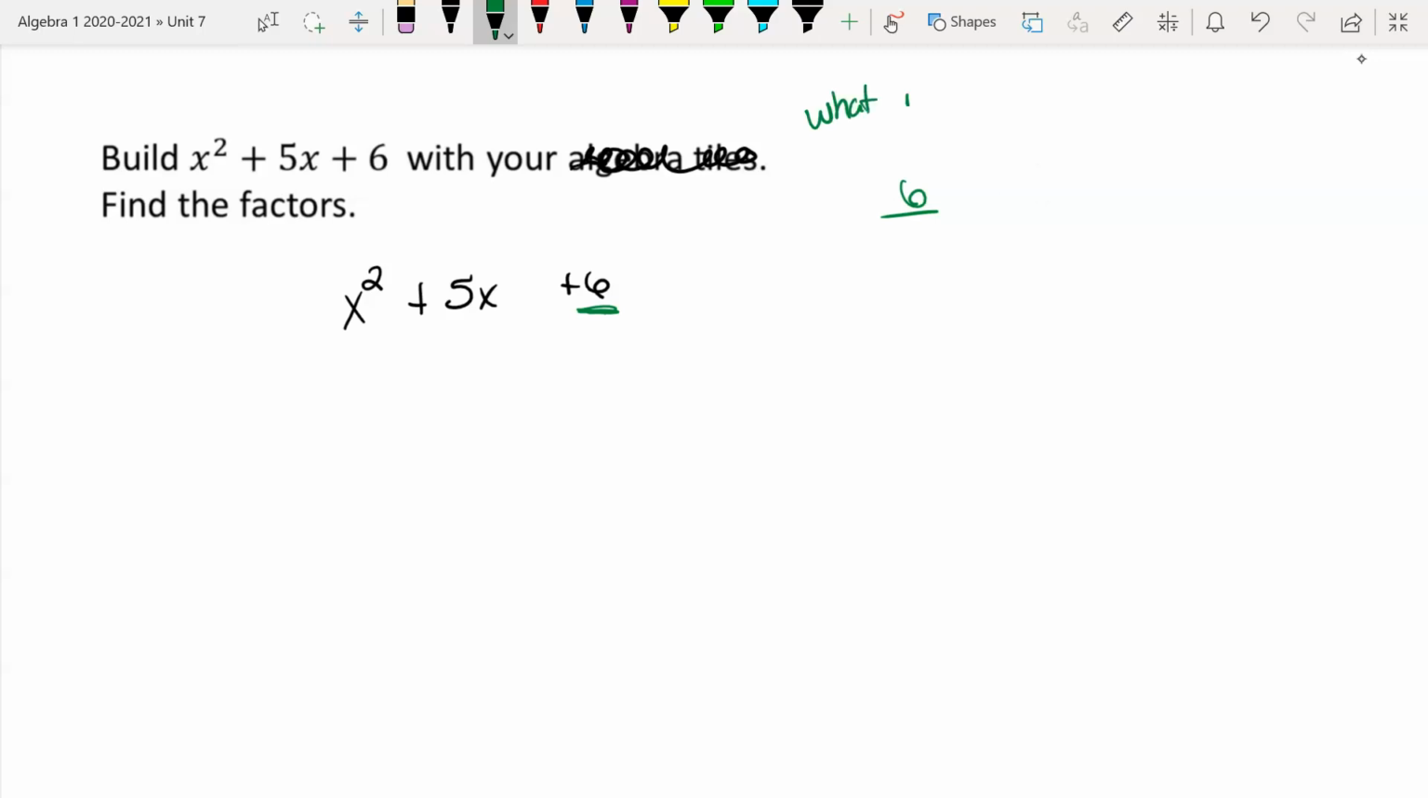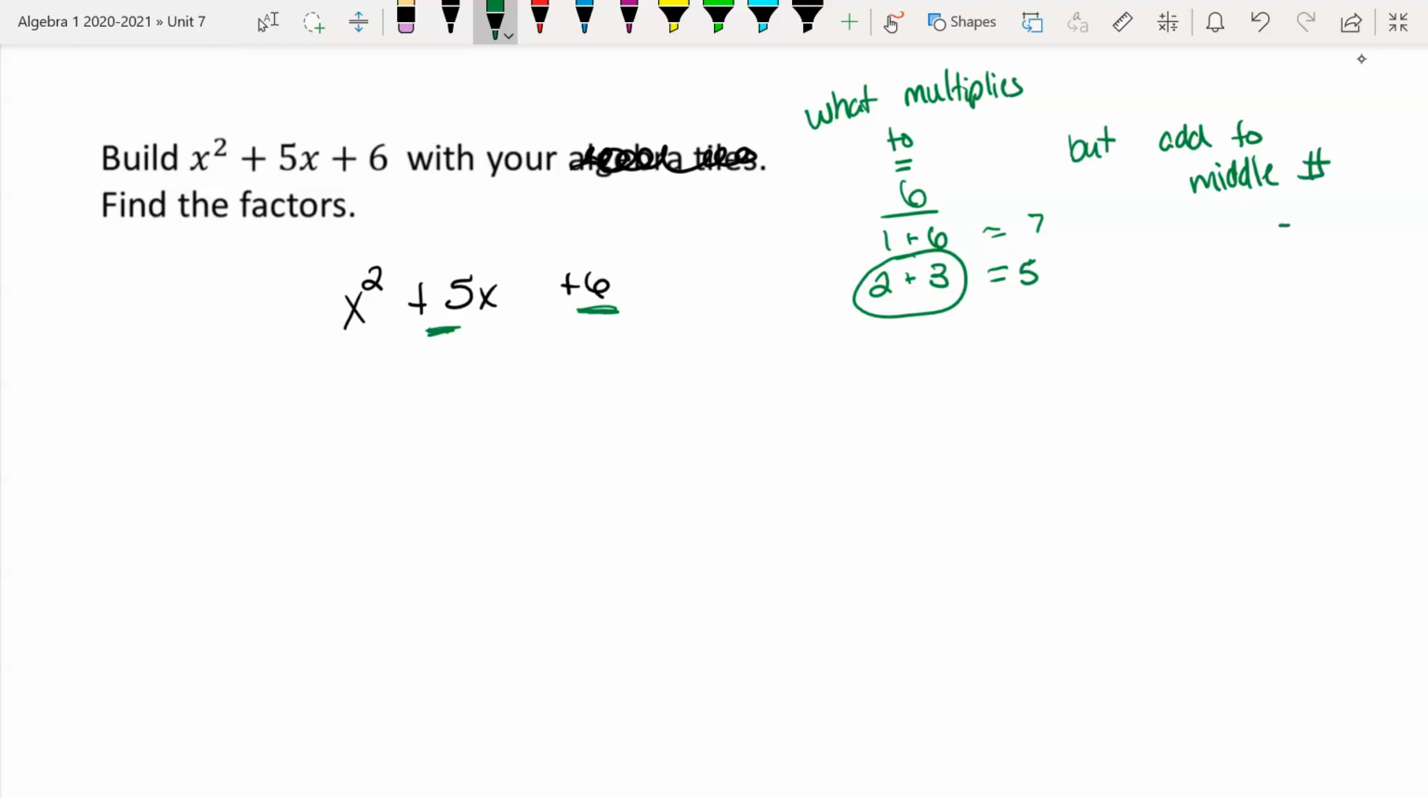What multiplies to equal 6? I'm going to do 1 and 6, 2 and 3. Notice I always start with 1 and go from there, then 2, and then you try 3, 4, 5, whatever it is. Then I'm going to add those. 1 plus 6 would give me 7. 2 plus 3 would give me 5. And if you notice, 2 and 3 is what I'm after because that equals the middle number, which in this case is 5. I want it to multiply to the outside, but add to the middle. So 2 and 3 does that for me.